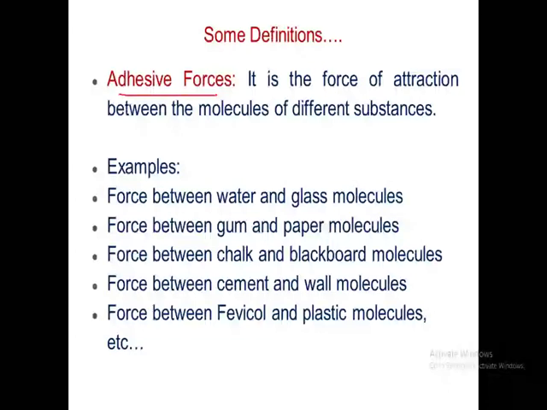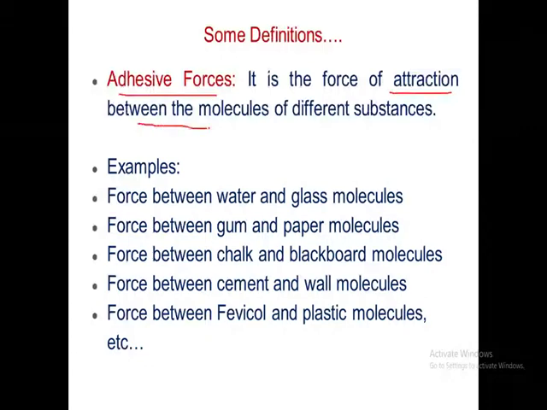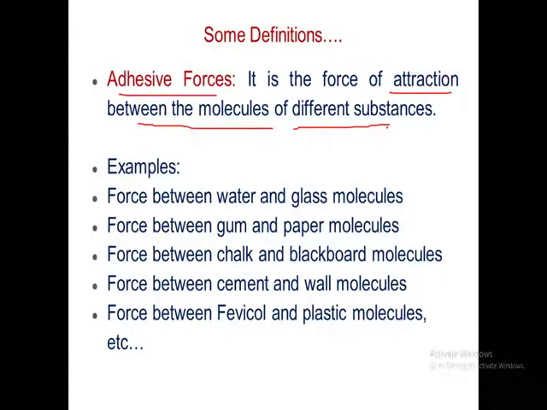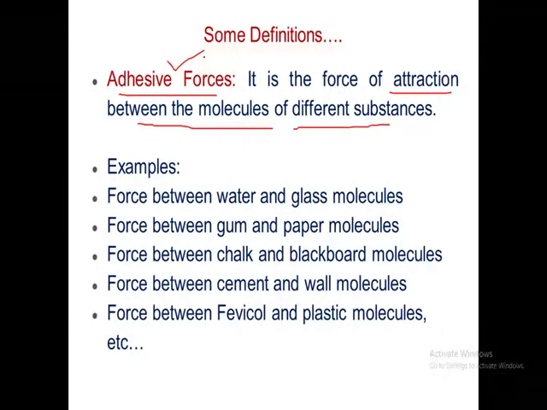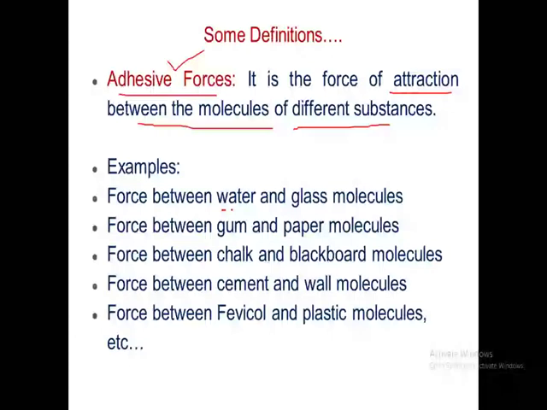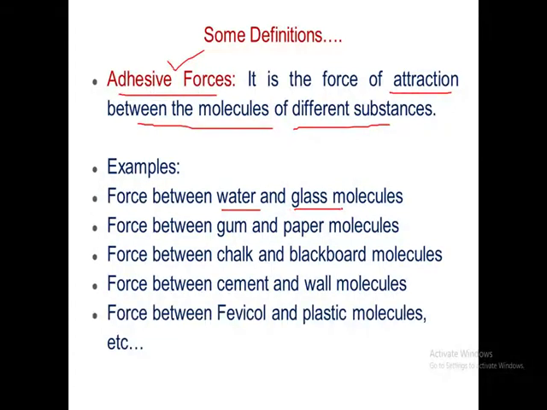So what are adhesive forces? It is the force of attraction between the molecules of different substances. So when you take two different substances, again there is going to be a force of attraction between the two. That force of attraction between the two different types of molecules, we call it adhesive forces.